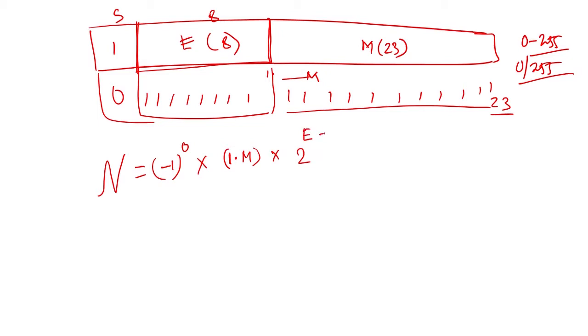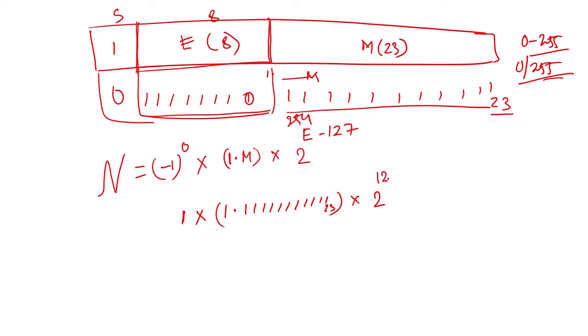multiplied by 2 to the power e minus 127. What is the value of e? It would be 255, but 255 is reserved, so this will be 254. So, the highest value will be 1 into 1.111 and so on, into 2 to the power, with the highest e being 254 minus 127, so this will be 127.